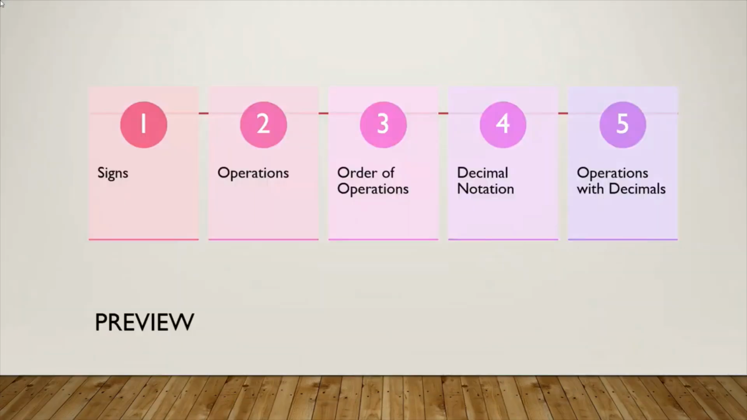So we're going to look at signs, like negative or positive, sign rules for addition, multiplication, etc. We're going to look at operations. We're going to look at order of operations. Then we're going to look at decimal notation, and then we're going to look at operations with decimals.